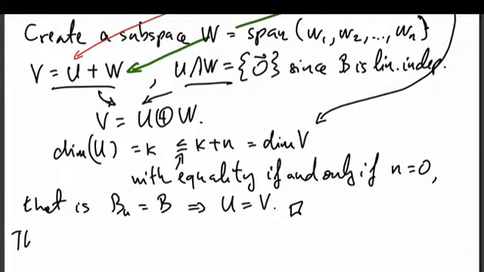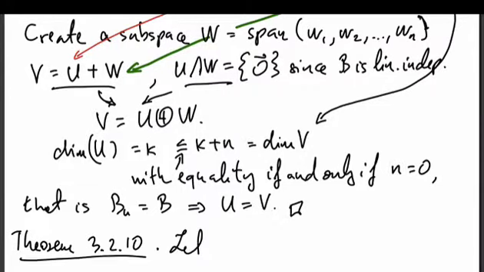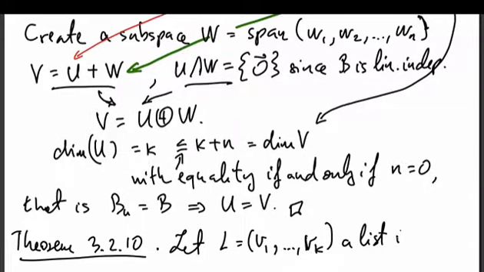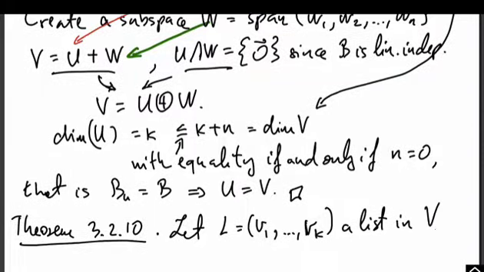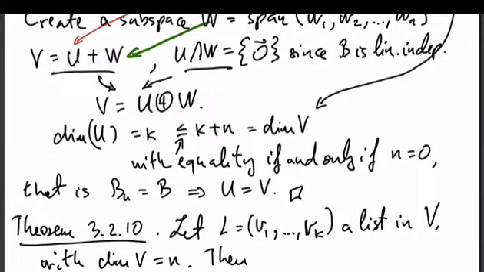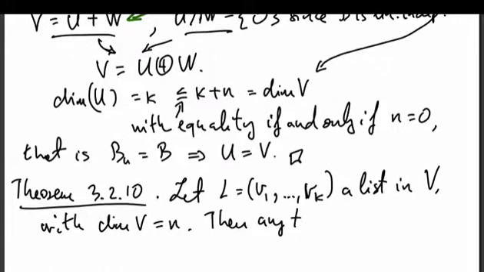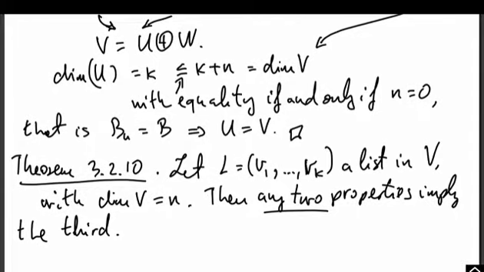Then Theorem 3.2.10. Let L be a list v1 to vk. So this is a list in vector space V with the dimension of V equal to n. Then any two properties imply the third. So the interesting thing is that one is not enough. It's not a complete equivalence of the three statements or three properties. You need two of them and you get the third one.